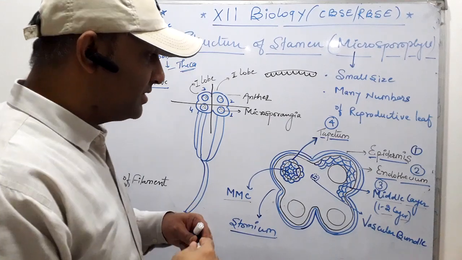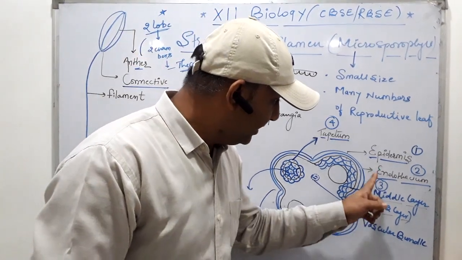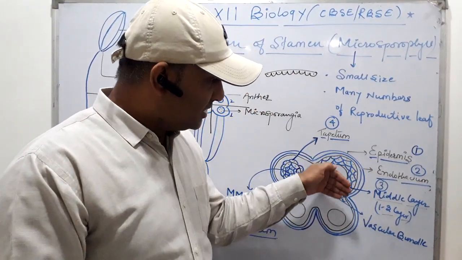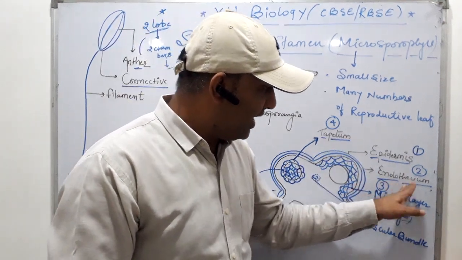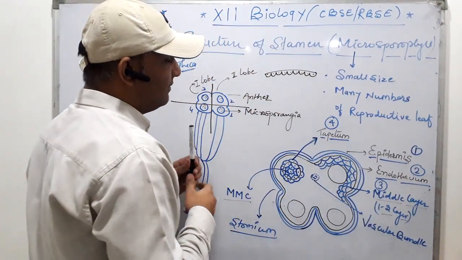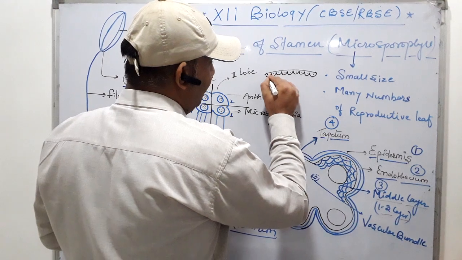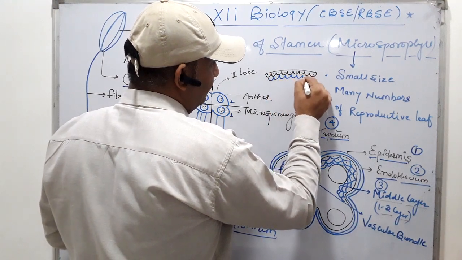Clear? So a single layer of cells is present in the epidermis. The second layer, which is just after the epidermis, is called the endothecium. So just after the epidermis, the layer is called the endothecium.